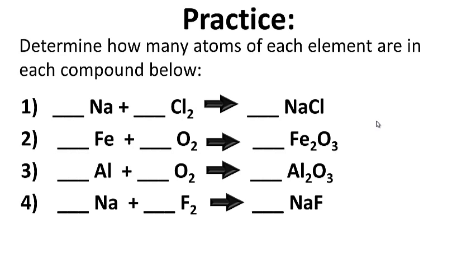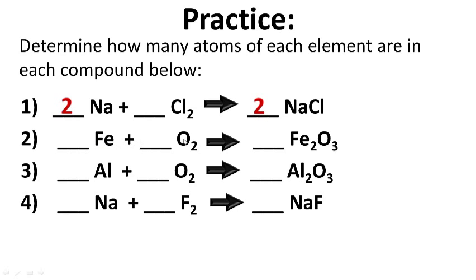Okay, so let's try a couple of these. Sodium plus chlorine gas, there's 2 chlorines here, makes sodium chloride. Well, if I put a 2 there, that gives me 2 sodium, and I have 2 chlorine. What am I going to put over here to give me 2 sodium and 2 chlorine? That's right, a 2. There we go.